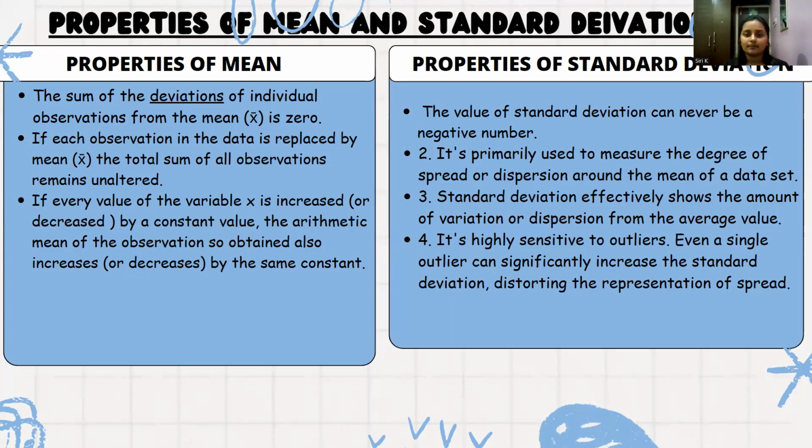Properties of standard deviation. The value of standard deviation can never be a negative number. It's primarily used to measure the degree of spread or dispersion around the mean of a data set. Third point, the standard deviation effectively shows the amount of variation or dispersion from the average value. Fourth point, and it will be the last point, it's highly sensitive to outliers. Even a single outlier can significantly increase the standard deviation, distorting the representation of the spread.